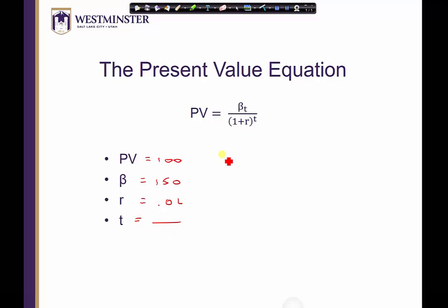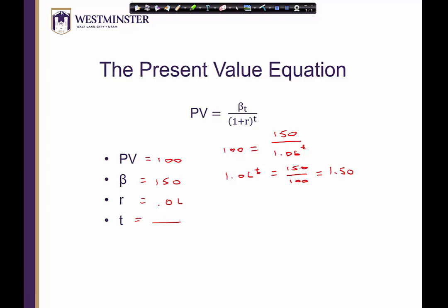So let's set up the equation. 100 is equal to 150 divided by 1.06 to the t. I don't know what t is. So I'm going to rearrange this algebraically such that I'll end up with 1.06 to the t is equal to 150 divided by 100, and that's equal to 1.5 or 1.50.